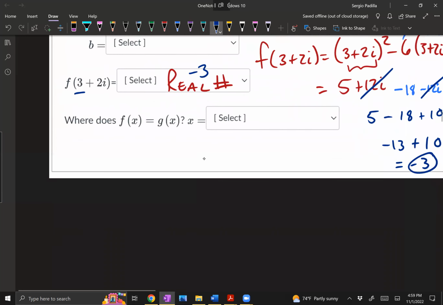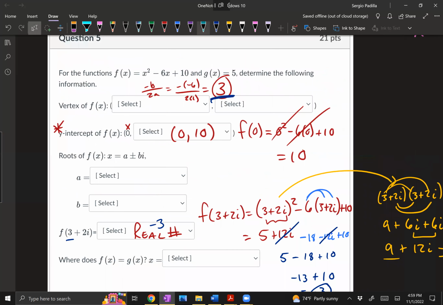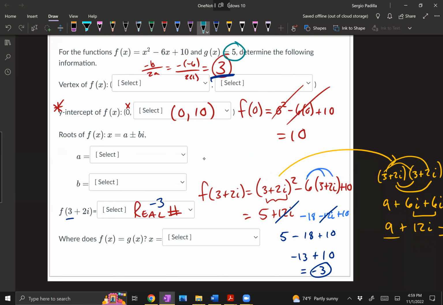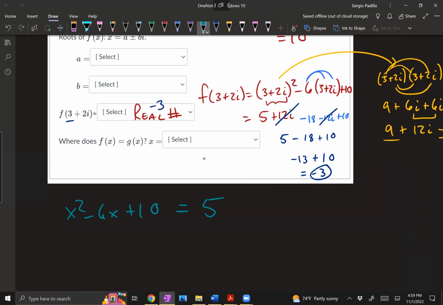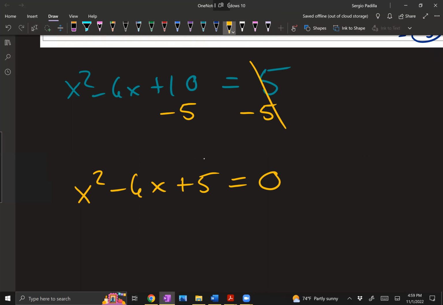Now, this last one says, where does f of x equal g of x? So this one, they give you a function for f of x, which is the one we were just working with, right? x squared minus 6x plus 10. And it wants to know where that is equal to g of x, 5. So to solve this one is very simple. Whenever you're trying to solve a quadratic equation, what you're always trying to do is set it equal to 0 first. So really we're looking at x squared minus 6x plus 5 equals 0, since 10 minus 5 is plus 5.